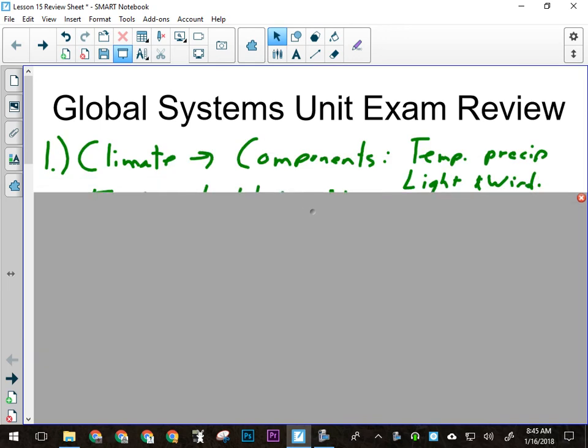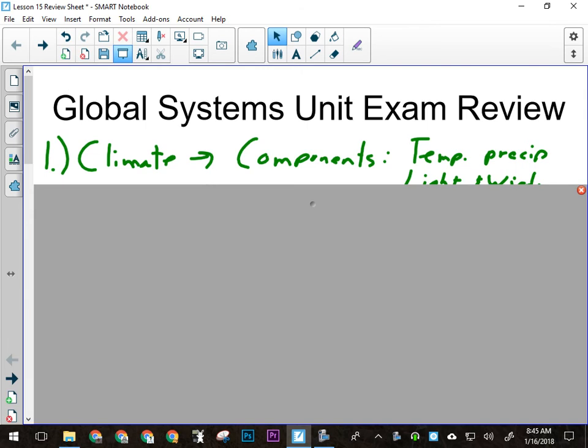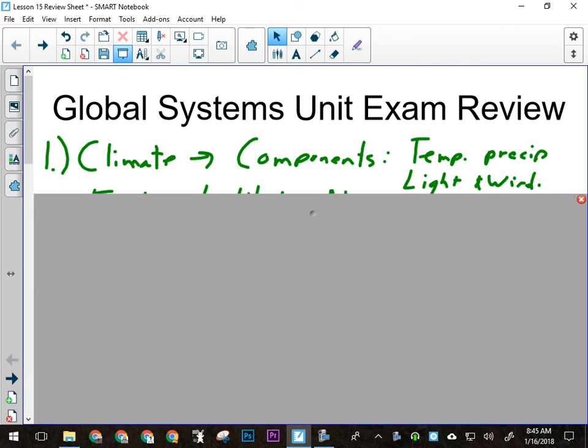So the first thing we covered was climate. We talked first about the components of climate. There are 4 components of climate, and that is temperature, precipitation, light, and wind. Those are the components of climate.